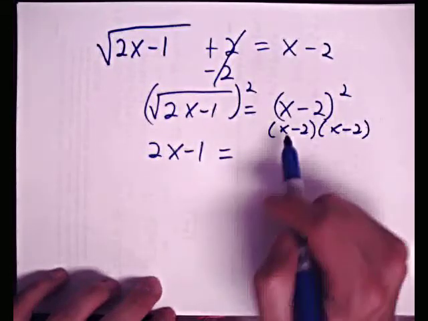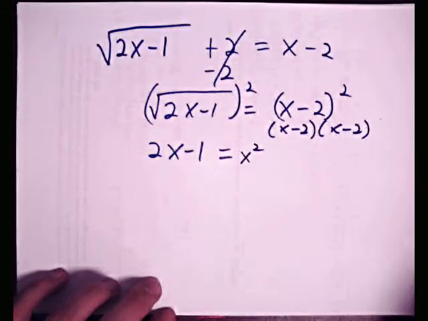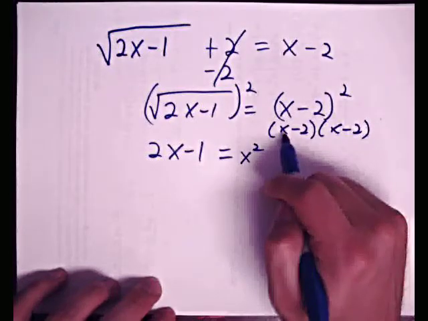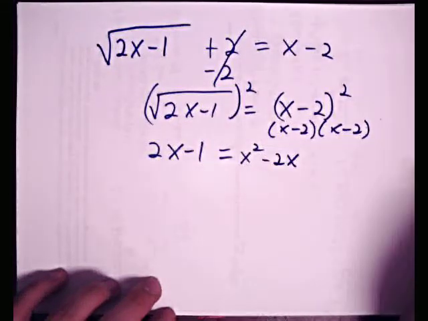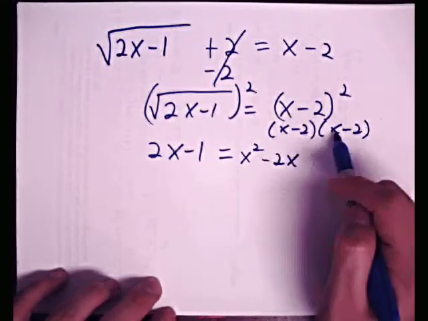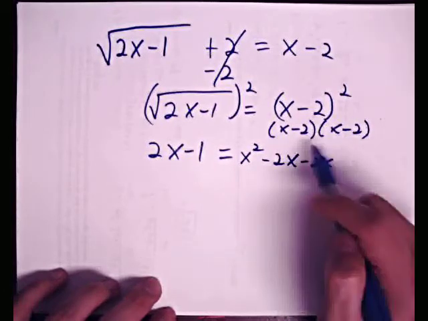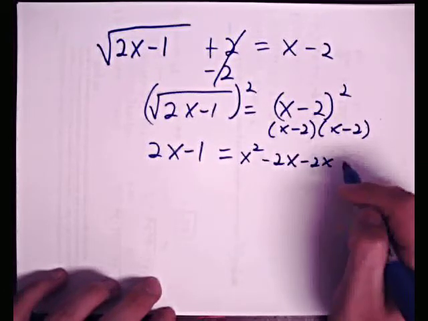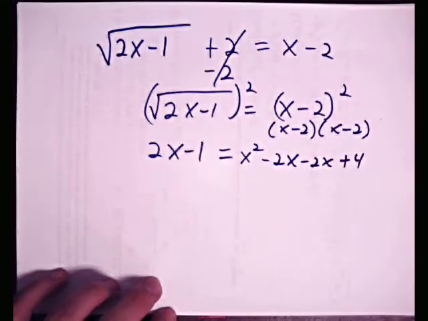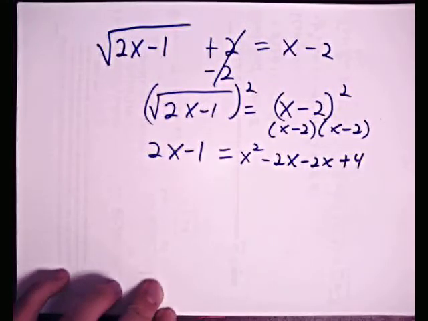So if you FOIL this, we get x times x is x squared. X times minus 2 is minus 2x. Minus 2 times x is minus 2x. And negative 2 times negative 2 is positive 4, so plus 4. So this results in a quadratic equation with x squareds and x.